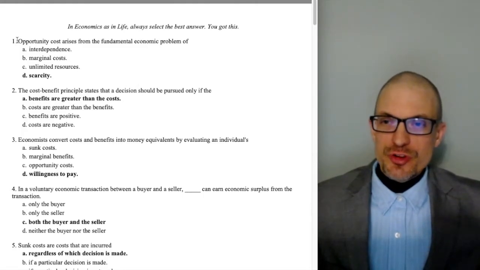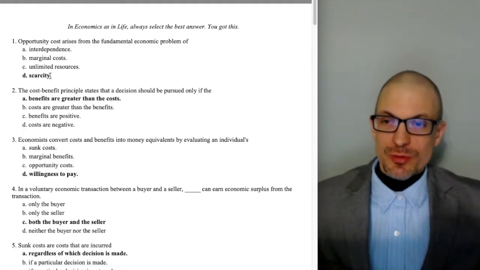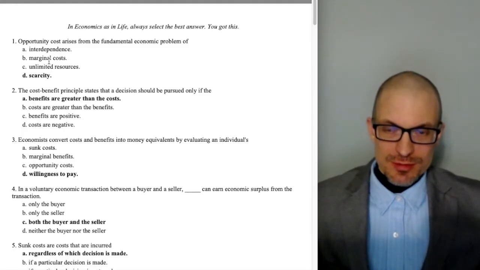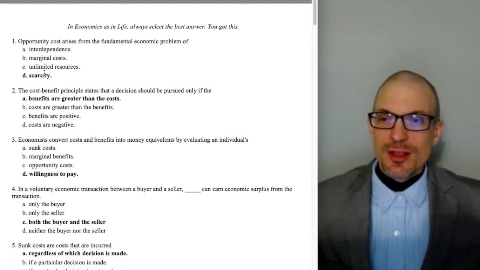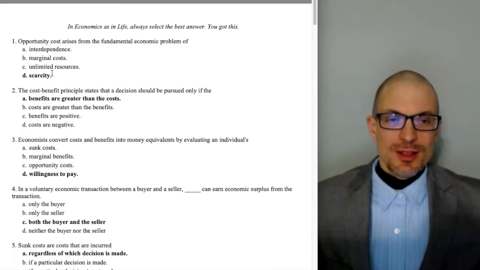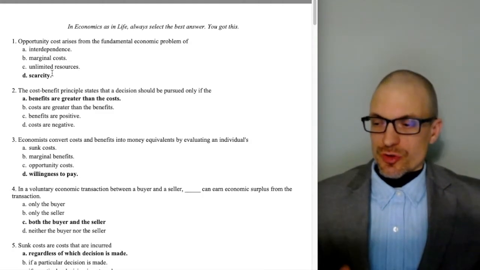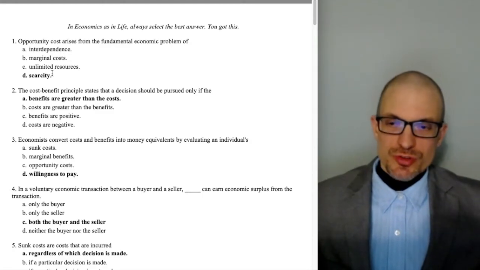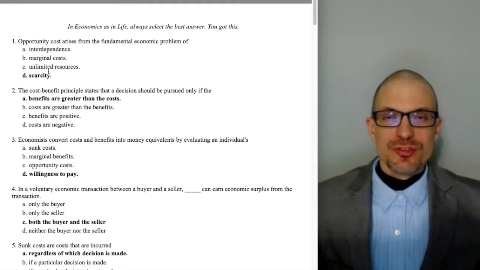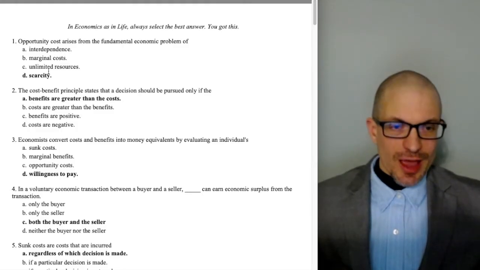All right, the first one: opportunity cost arises from the fundamental economic problem of which of the following? Well, it's scarcity. We can eliminate the first three because they don't fit. Opportunity cost arises from scarcity because we have scarce, limited resources but unlimited wants. We've got too many things to do with the things we've got. When we use our resources towards one thing, we lose the ability to use them towards another. That's exactly opportunity cost.